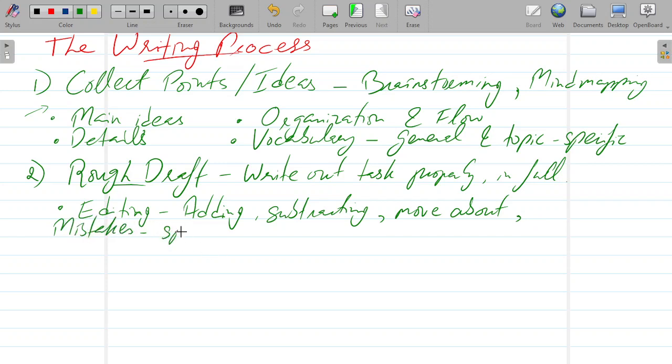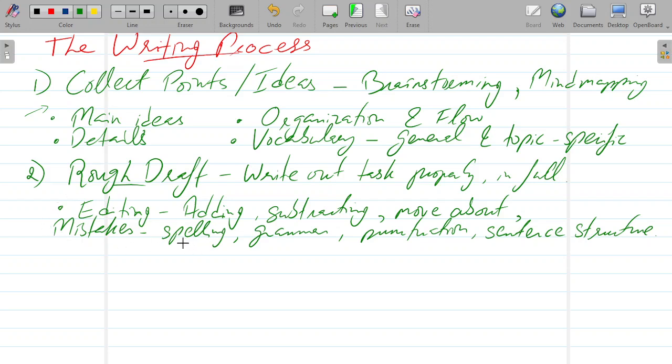So any mistake to do with spelling, grammar, you haven't used the correct tense, your sentence structure is off, punctuation. I'll add sentence structure over here for emphasis. So you want to look out for these things. And if you find any mistakes, you want to correct them. So you strike it out, you rewrite it. So the rough draft is going to get messy. You're going to put in arrows, asterisks, points, if it really needs that level of clarity.